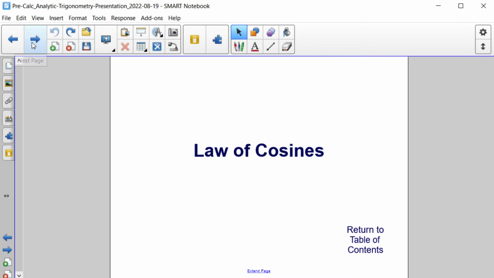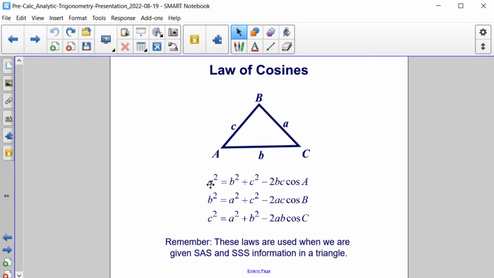Law of cosines. The law of cosines appears in three formats based on which side and/or angle you are looking for. The first version is little a, which is across from angle A, squared, is equal to little b squared plus little c squared minus 2 times b times c times the cosine of A.